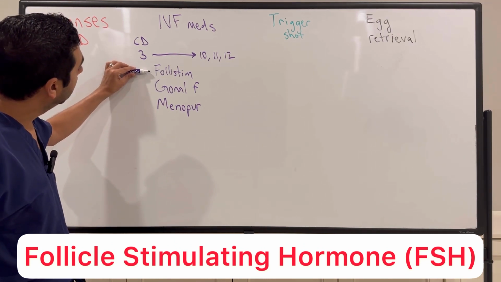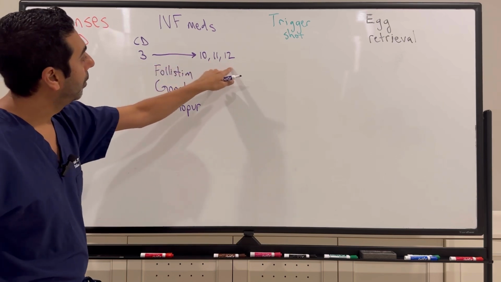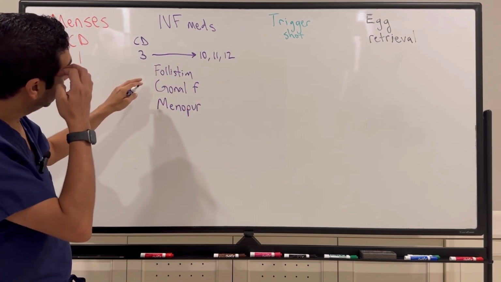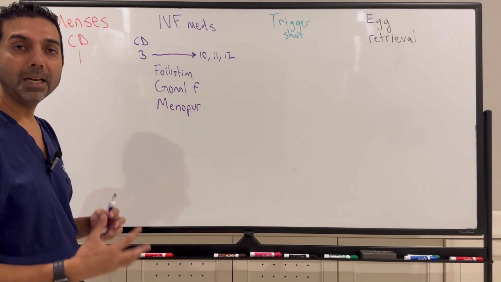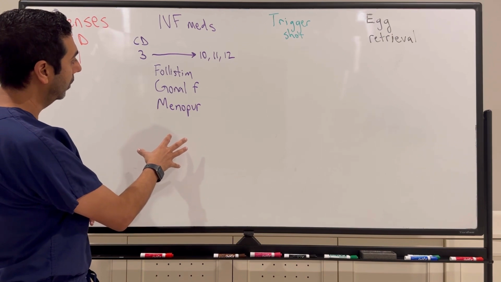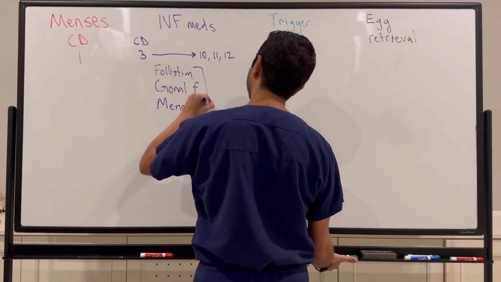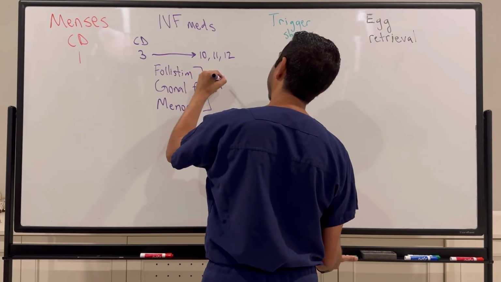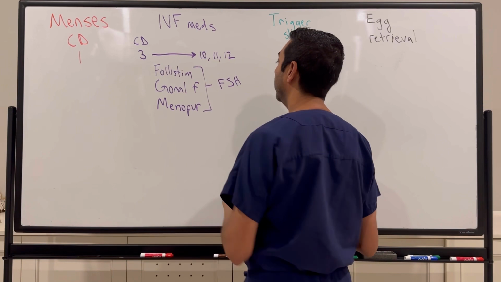And so when they do that, you're typically on these medications for about 10 days. And during that time, the patient's coming in and out of the office every other day, maybe sometimes daily, to see how they're responding. Now remember, these medications we label as gonadotropins or follicle stimulating hormone.